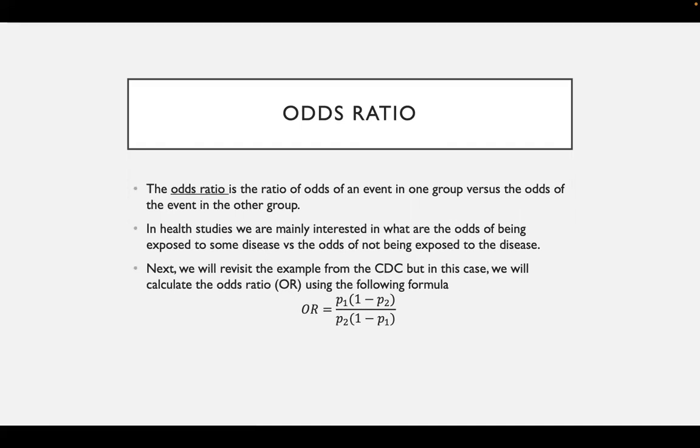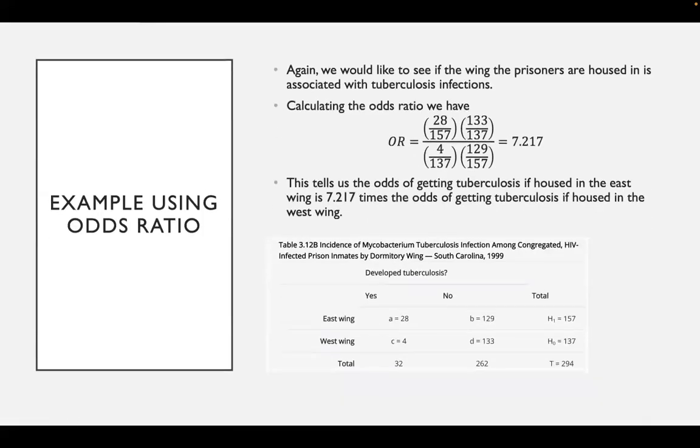And now we're going to move on to using that CDC example earlier, and then we're going to calculate the odds ratio using the following formula. So this is known as the cross product formula. So here I have P1 times 1 minus P2 divided by P2 times 1 minus P1. Then we're back to the example we had earlier. And again, we want to see are the two variables of interest associated using this odds ratio idea.